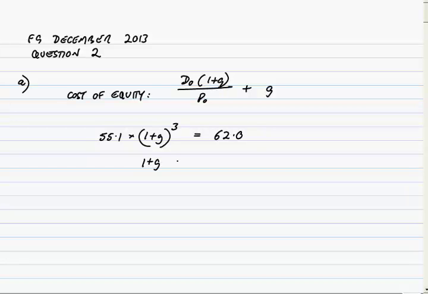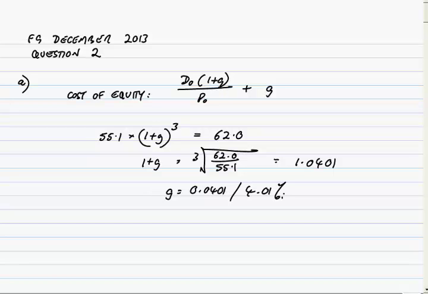And so 1 plus g is the cubed root of 62 divided by 55.1, which, provided obviously you've got a decent calculator and that you know how to use it, you should get 1.0401, and so g is 0.0401 or 4.01%.